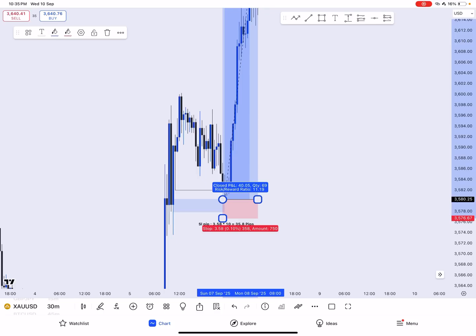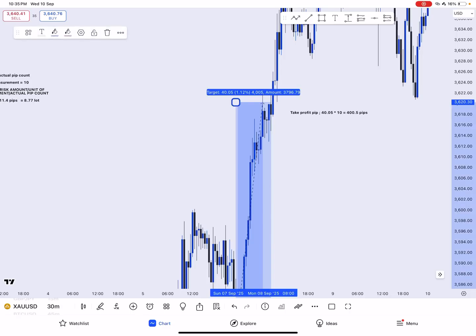In gold and the rest, the amount displayed is not really what the stop loss is. For you to get the actual stop loss in pips, you have to multiply it by 10. So if it says 3.58, you multiply it by 10. That means the stop loss in pips for this trade is 35.8 pips. And for the take profit level, it says 40.05.